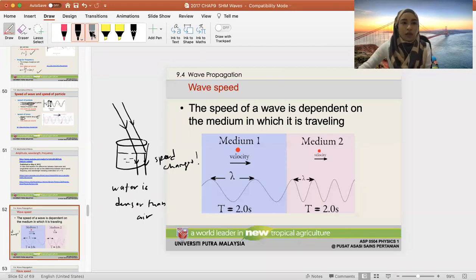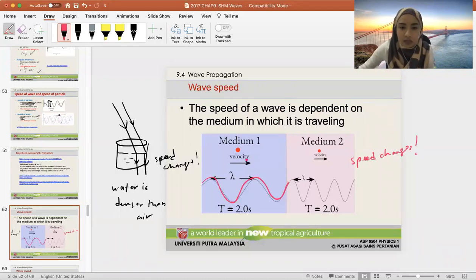The same with a wave. When we have a different medium, at first we were propagating in this medium and then we propagated into a different medium, the speed changes. Okay, so that is what it means. The speed of a wave is dependent on the medium in which it is traveling.